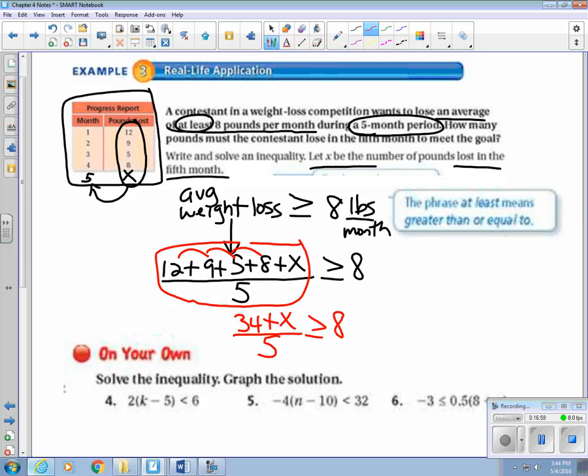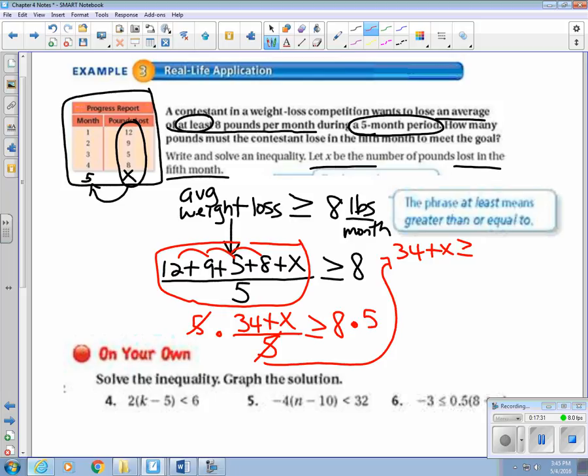Now again, this 5 is really less connected to the variable, so I want to multiply both sides by 5 first. I want to get rid of that 5. So this 5 multiplied by the divide-by-5 down here is going to cancel out, and all I'm going to have left on the left-hand side is 34 plus X. I'm going to write that over here because I'm running out of room. So 34 plus X on the left side is greater than or equal to 8 times 5. I didn't flip the symbol because I multiplied by a positive.